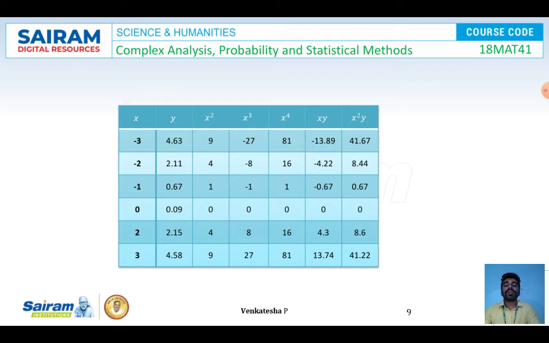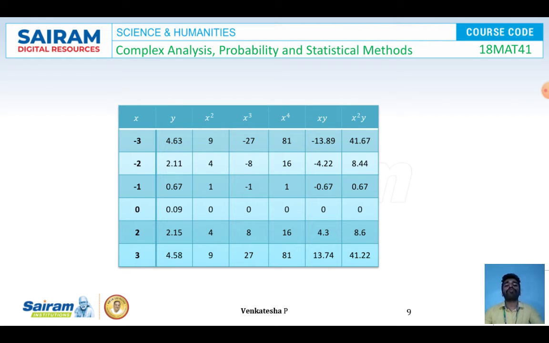Now to calculate x⁴, applying power 4, I got 81, 16, 1, 0, 16, 81, and to calculate xy I am multiplying x into y. I got -13.89, -4.22, -0.67, 0, 4.3, 13.74. Now to calculate x²y, we got the values 41.67, 8.44, 0.67, 0, 8.6, 41.22.